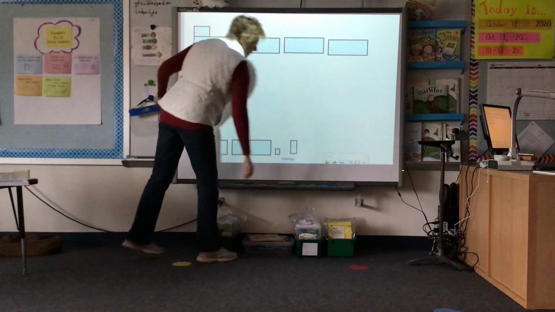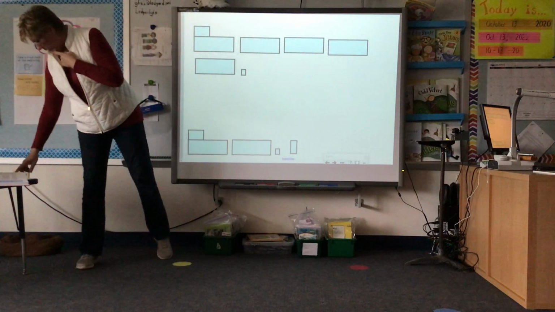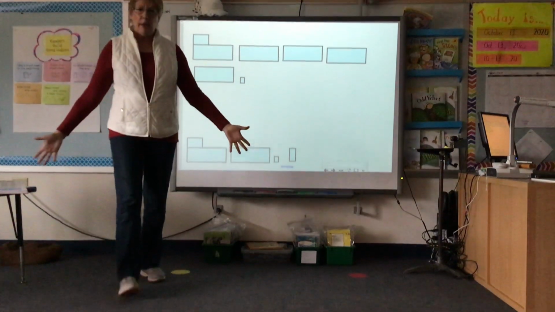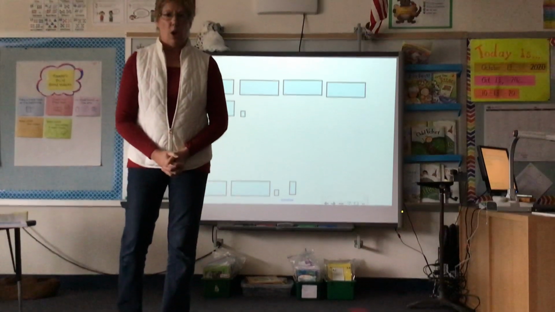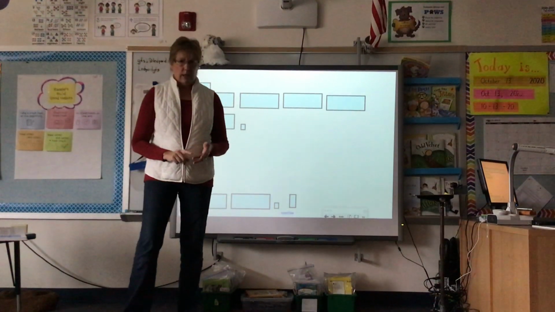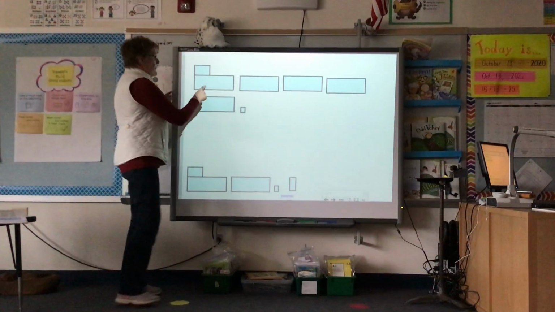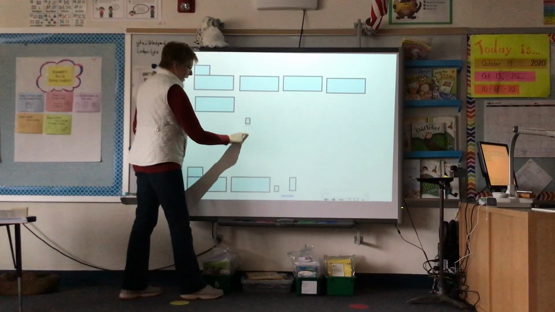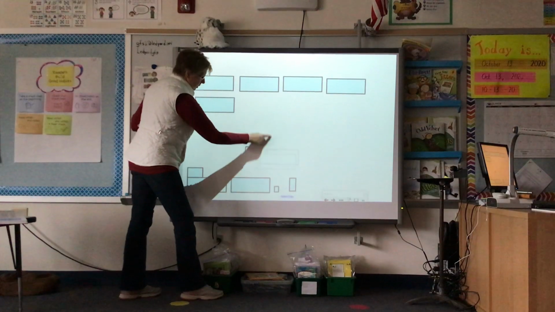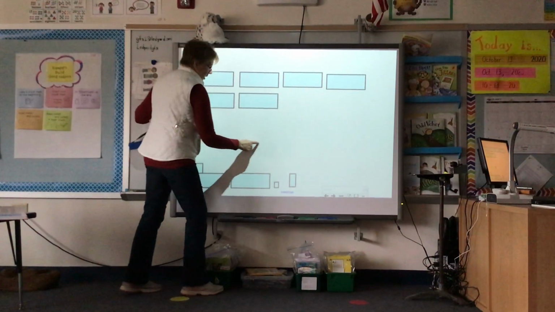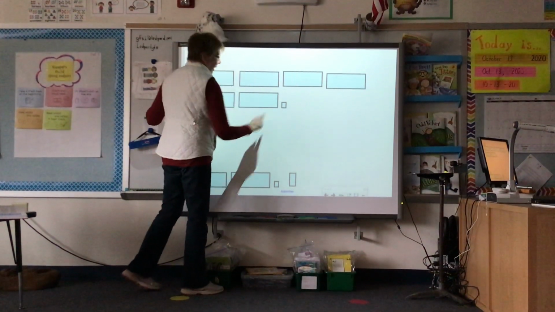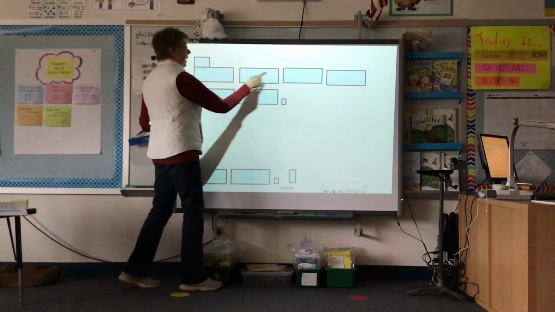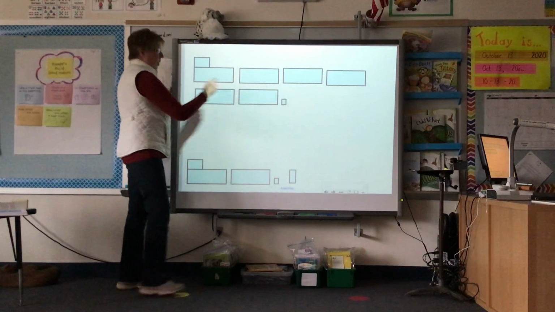I think we may have to add a few words to this sentence. Let's see. Say this sentence with me. Meg fed the cat and dog. Meg fed the cat and dog. Meg fed the cat and... we do need to add another word here. We're missing the word dog. And let's move our period because that's a telling sentence. Let's try that one more time. Make sure we have enough. Meg fed the cat and dog.